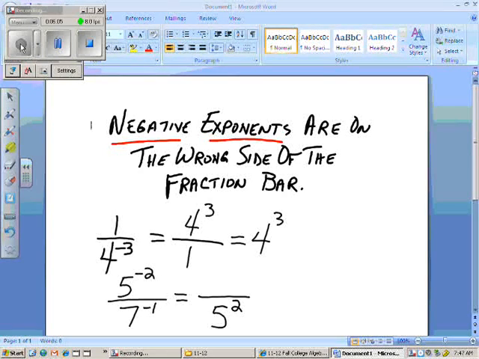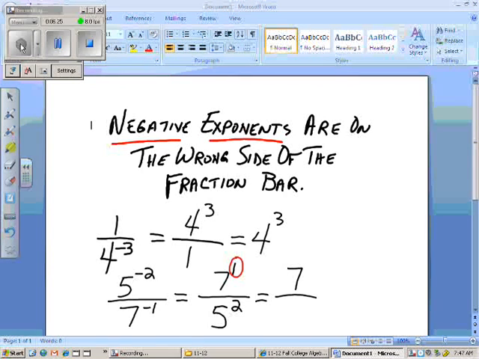The 7 has a negative 1 exponent. That means the 7 needs to move to the top. And that negative 1 becomes positive 1. Now we can simplify this a little further very easily. 7 to the 1. Remember, anything to the first power is just itself. So 7 to the 1 becomes simply 7.